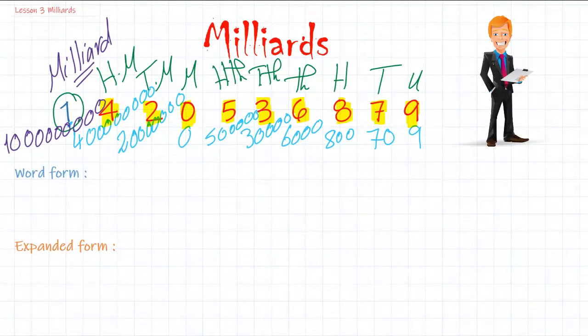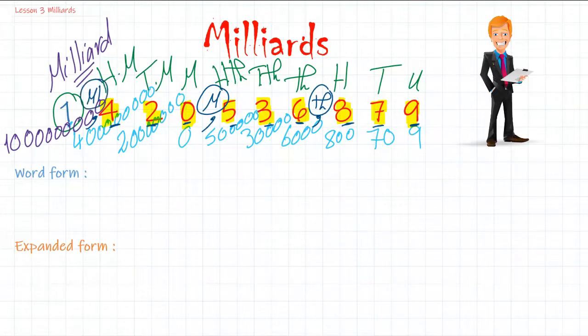Okay, let's write this number in word form. As we learned before, you have to break the number into groups of 3 to make it easier to write. Let's count starting from units 1, 2, 3 and put comma, and this comma is called thousand. And 1, 2, 3 and put another comma, and this comma is called million. And 1, 2, 3 and put this comma, and this comma is called milliard.